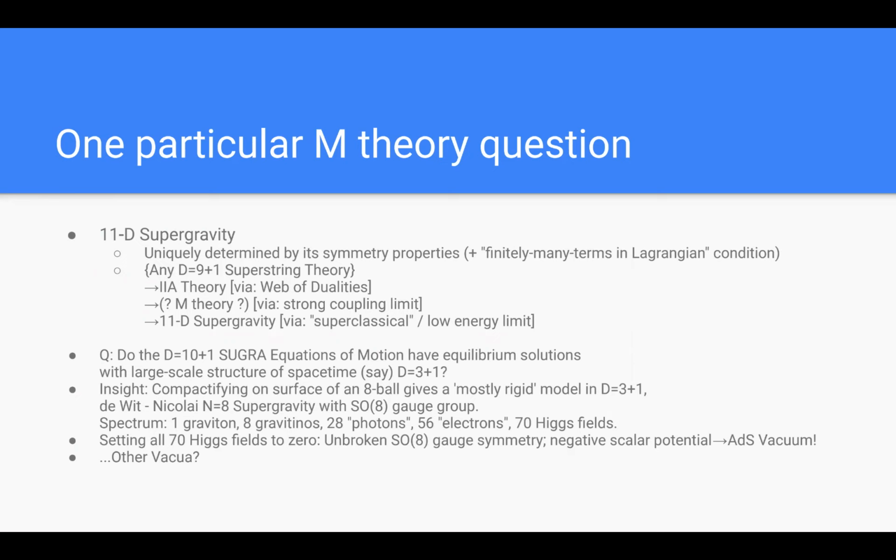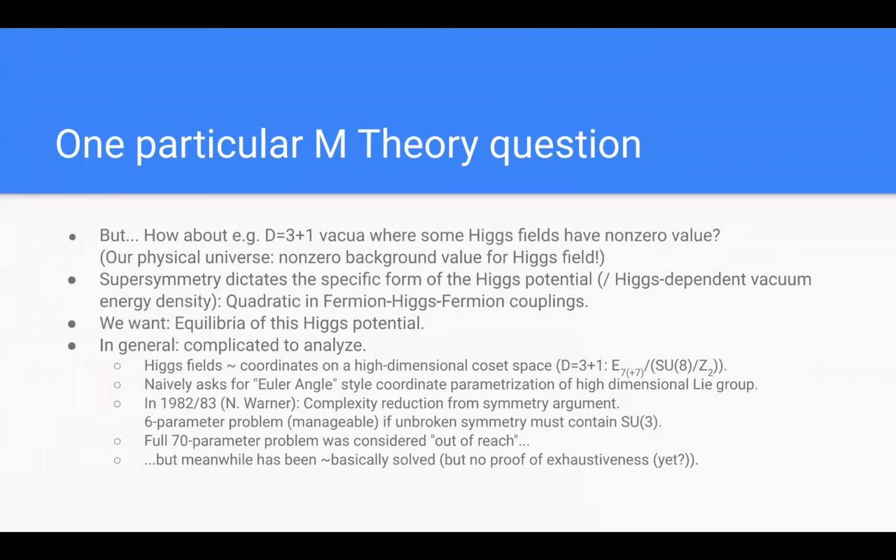In the spectrum, we have 1 graviton, as it should be for a supergravity theory, 8 gravitinos, well, this is N=8 after all, 28 photon-like particles, 56 electron-like particles, and also 70 Higgs fields. We can set all the 70 Higgs fields to 0, and this, in fact, is a vacuum of the theory. We have unbroken SO(8) gauge symmetry then, and also a negative scalar potential, so this is an anti-de Sitter vacuum, negative cosmological constant.